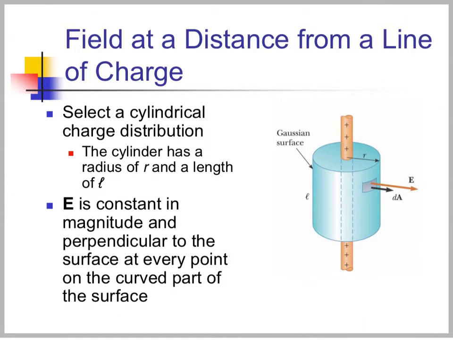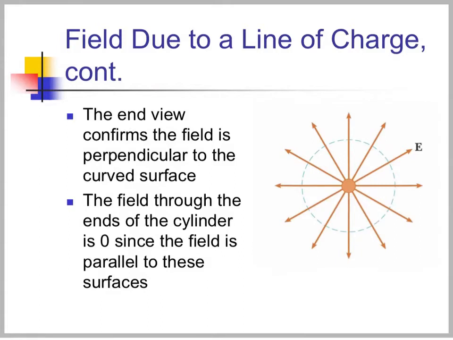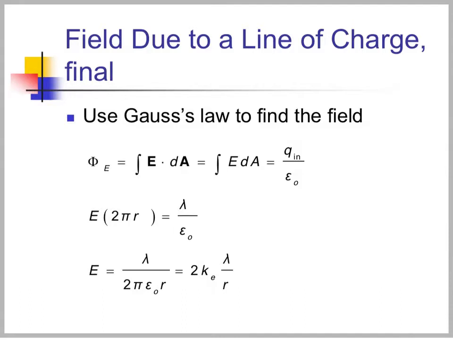So E is constant magnitude and perpendicular to this cylinder on every part of the curved surface. On the top and bottom of the cylinder, the electric field is perpendicular to dA. dA would point up on the top. Therefore, there's no flux through the top or the bottom. You can confirm this by looking at this from a top view. The electric field from this charge is going to point radially outward in all directions. So the flux through the end of the cylinder is 0 since the field is parallel to those surfaces.